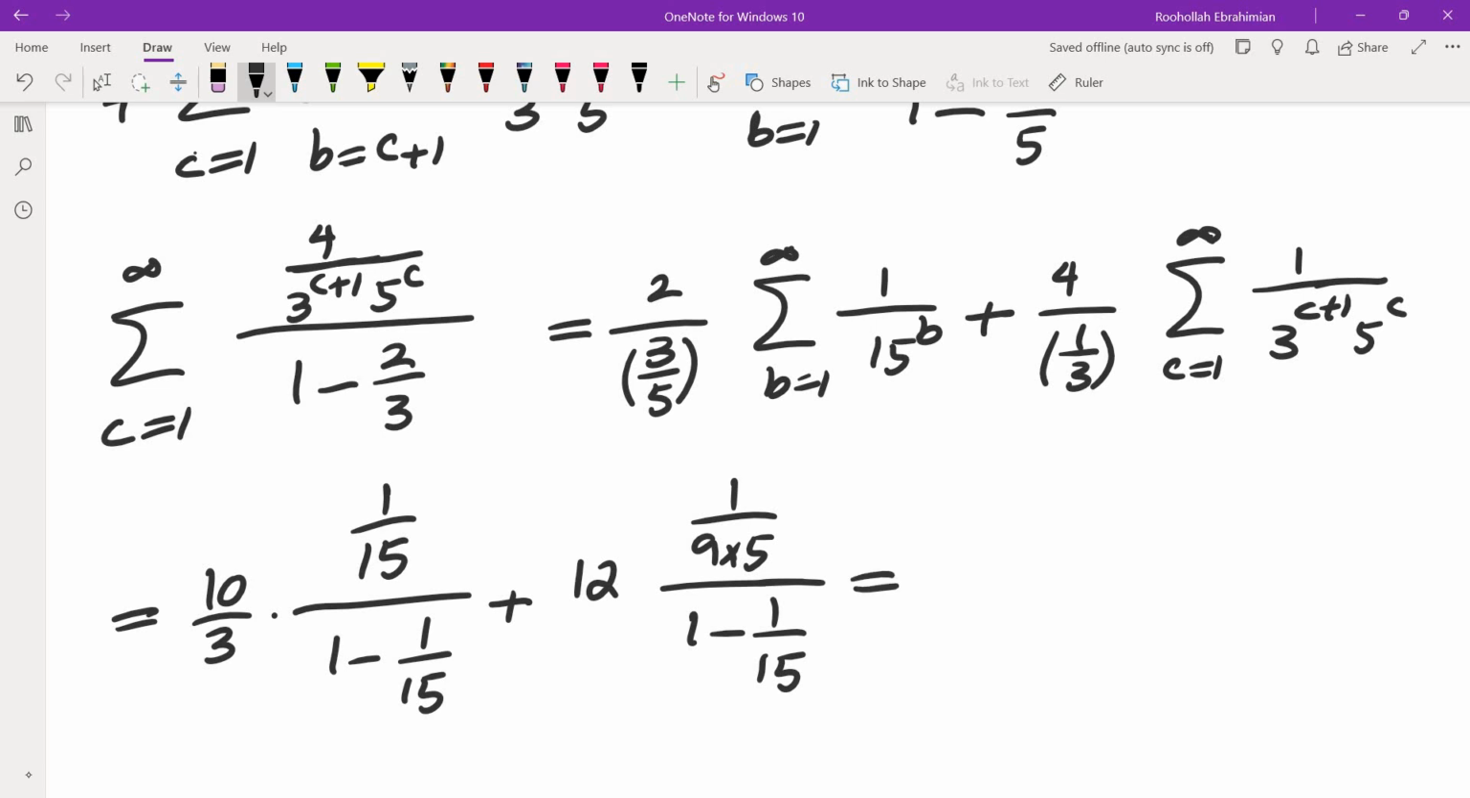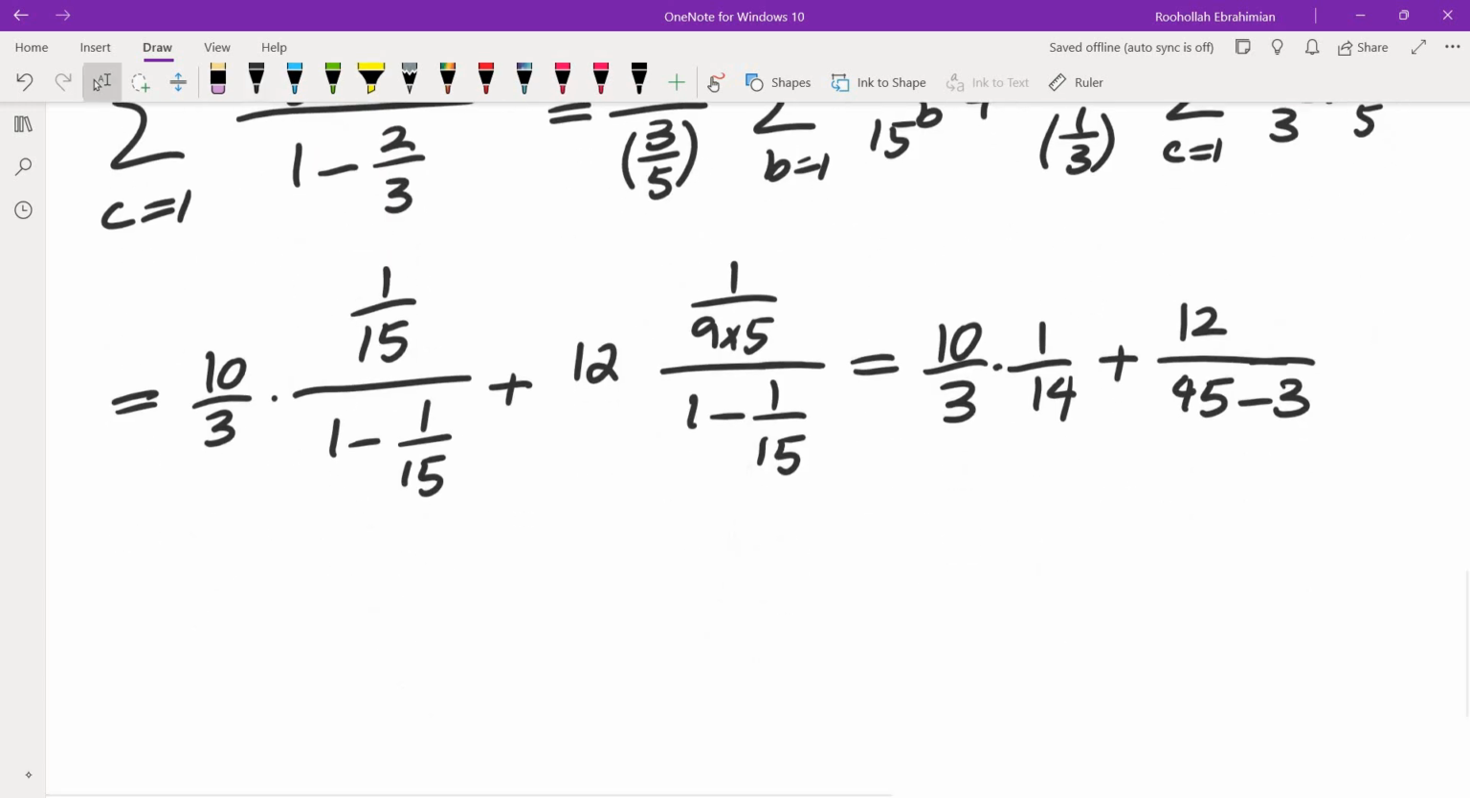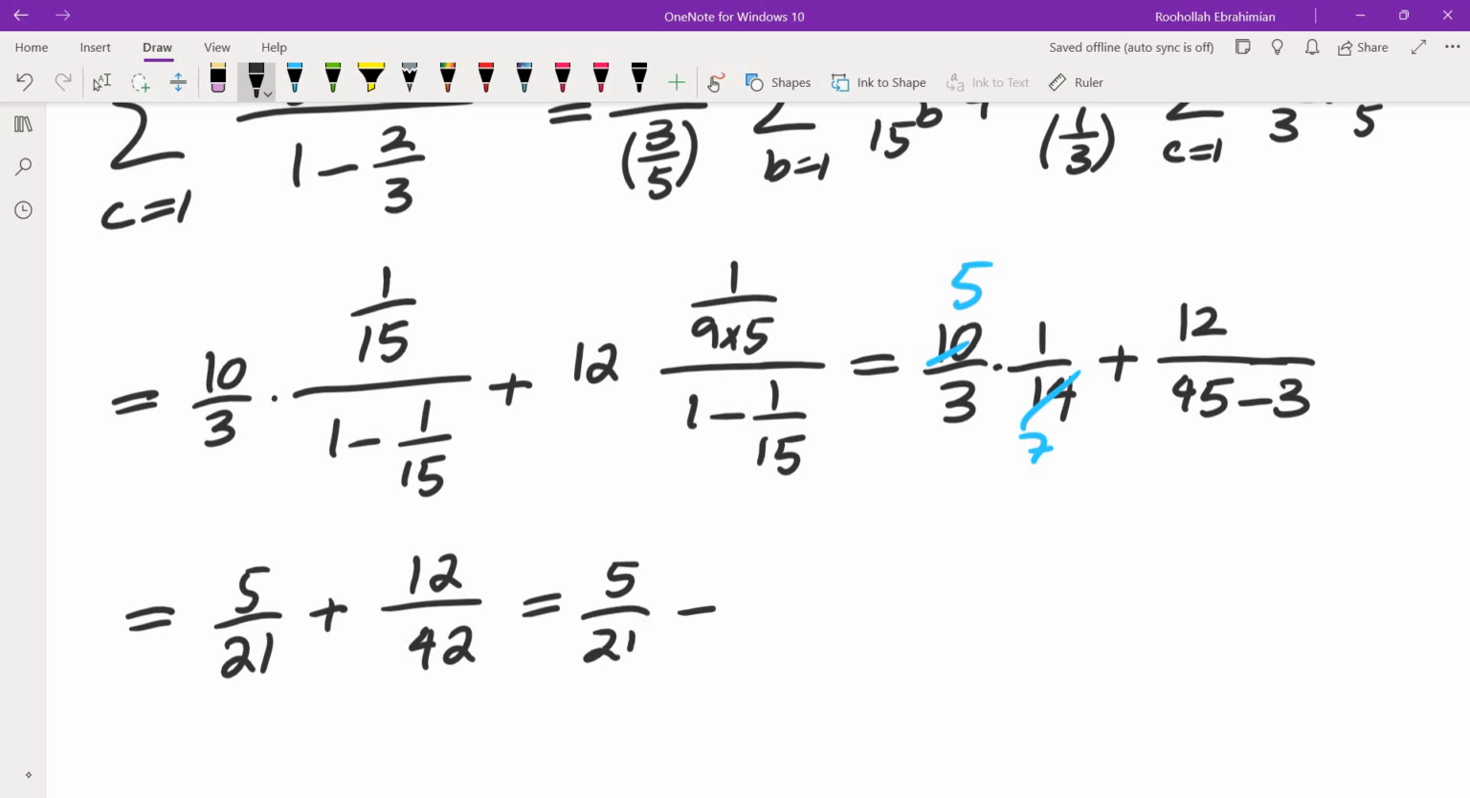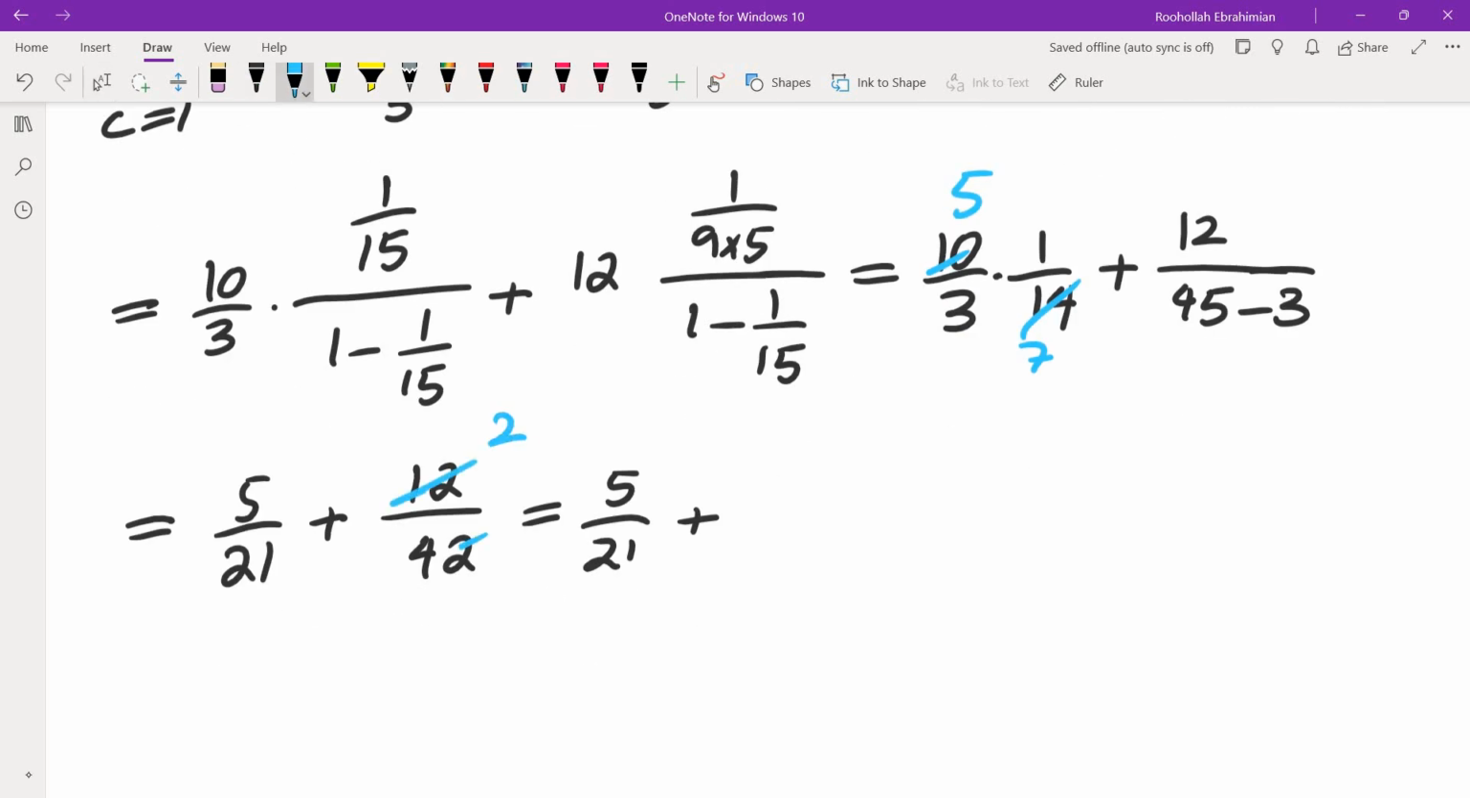Now we're going to evaluate this one, and then that should give us the final answer. So 10/3 times, if you multiply both numerator and denominator by 15, we get 1 over 14, plus if you multiply the numerator by 45, you get 12, multiply the denominator by 45, we get 45 minus 3. Simplifying that, this is going to become 5 over 21 plus 12 over 42. They have a common factor of 6, so 12 divided by 6 is 2, 42 divided by 6 is 7, so that is 2 over 7. This becomes 11 over 21.